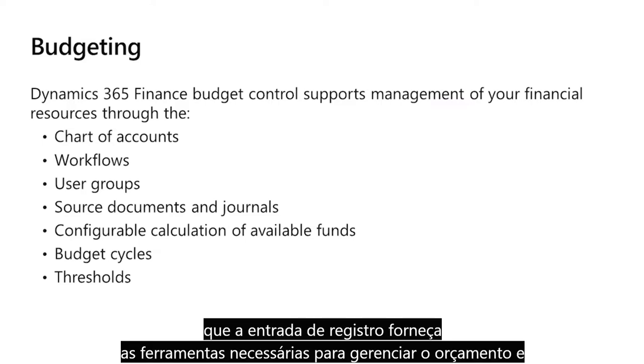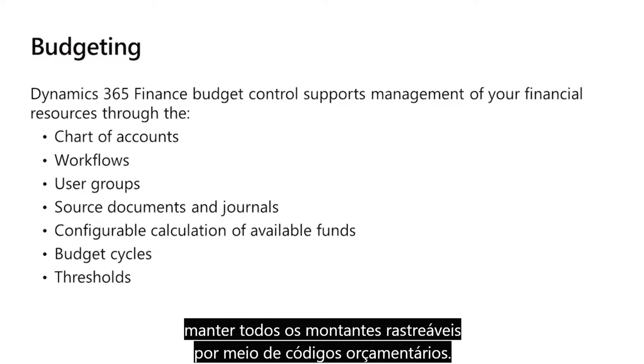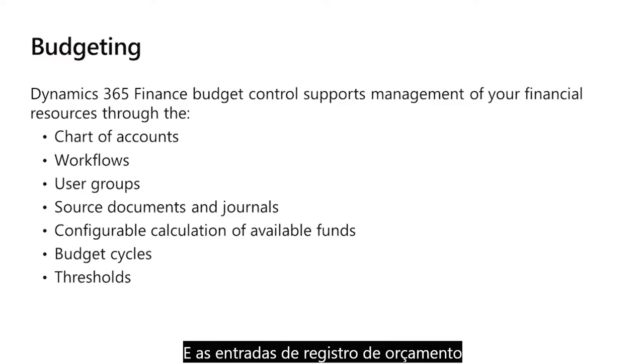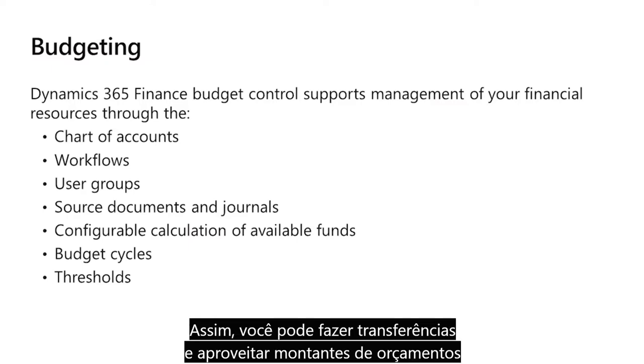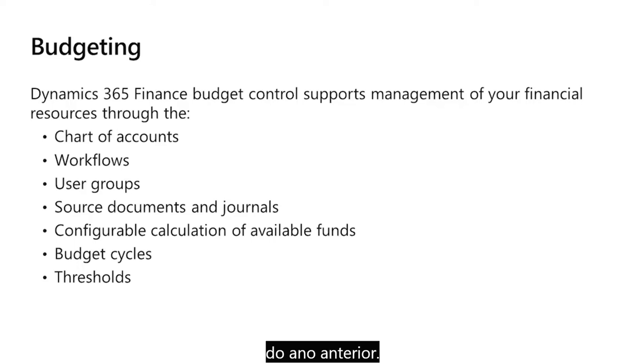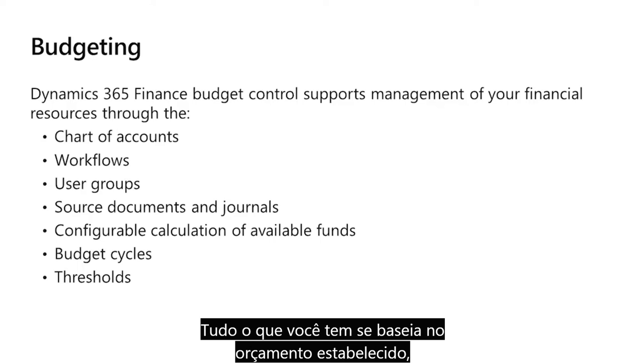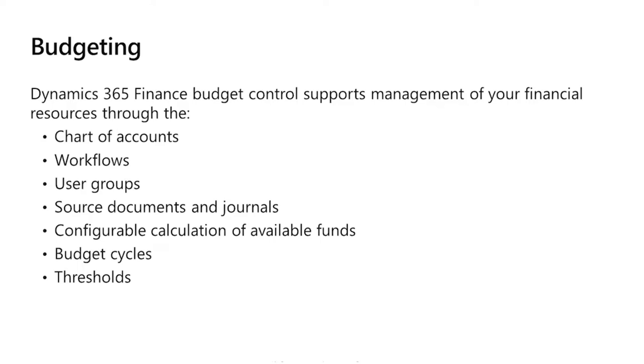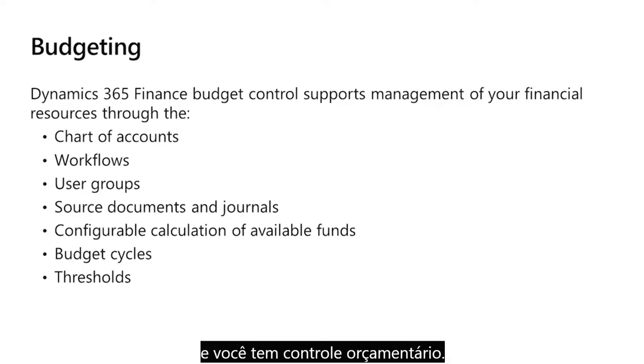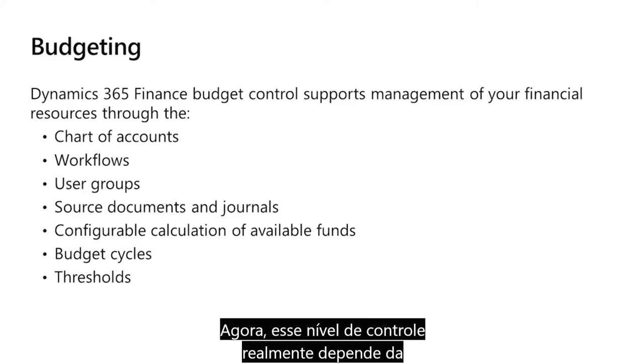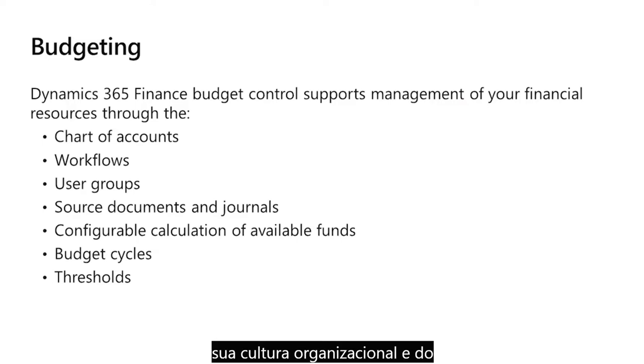And what that does is that register entry gives you the tools to manage the budget and keep all amounts traceable through budget codes. And the budget register entries let you revise original budgets. It lets you do transfers and carry forward budget amounts from the previous year. So everything you have is based on the established budget, and you get budget control. Now, that level of control really depends on your organizational culture and the organization's level of maturity.